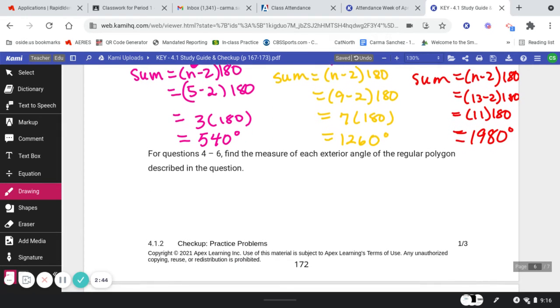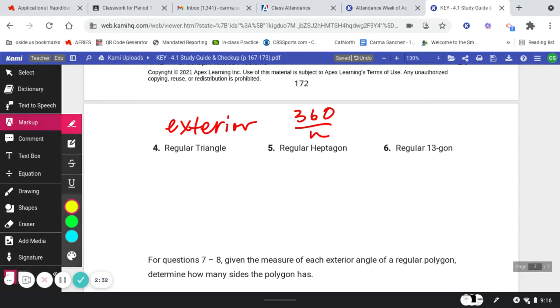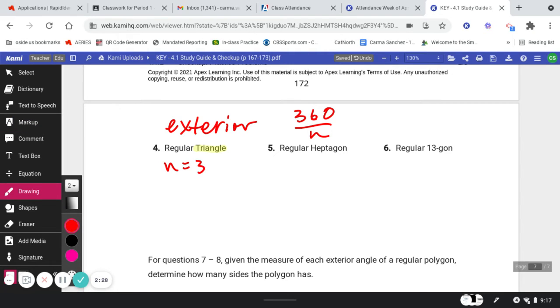That's the little formula we use. Now on these next ones, we're doing the sum of the exterior angles. And because it wants exterior, we're going to switch formulas here to 360 over the number of sides. So the trick here is, do you know that a triangle has 3 sides? And do you know that a heptagon, how many does that have? And a 13-gon, well, that one's easier. How many does that have?